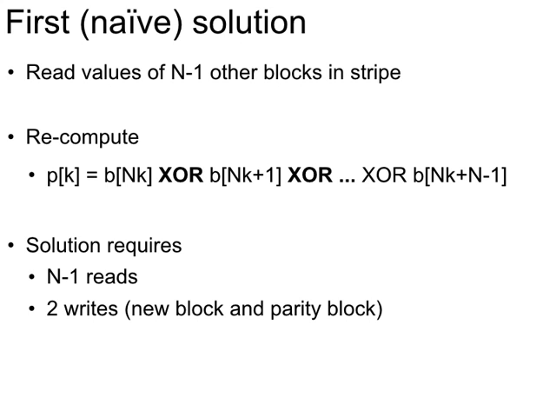So to perform a single write, you would have to perform n minus 1 reads of the other data blocks, and then you would have to do 2 writes, one for the new data block and the other for the new parity block. Needless to say, this is really expensive. We don't want to be doing n minus 1 reads just to perform a single write. So is there a better way?